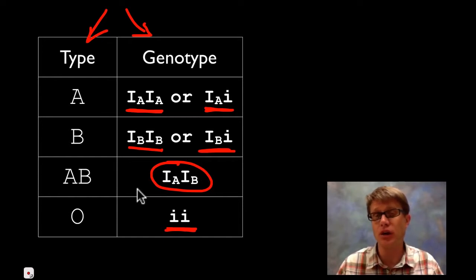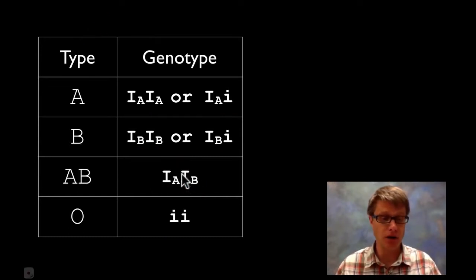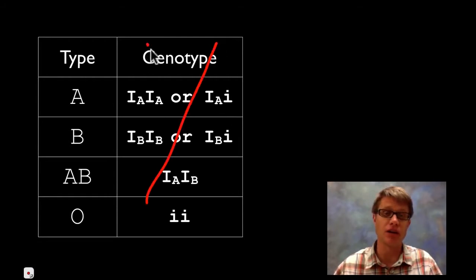And so we call this expression multiple alleles, because we have more than one allele. We have three in this case. And also it's codominant, because if you're type A and B, you don't have one being dominant. You're actually expressing both of those. And so if you're ever trying to solve problems, they're never going to give you this genotype. So you really have to memorize this.